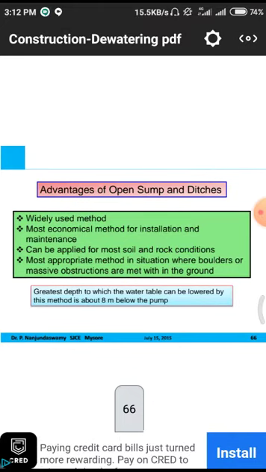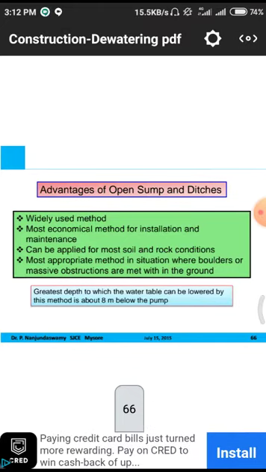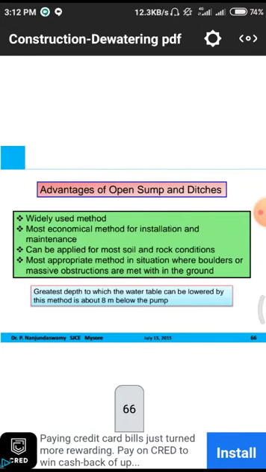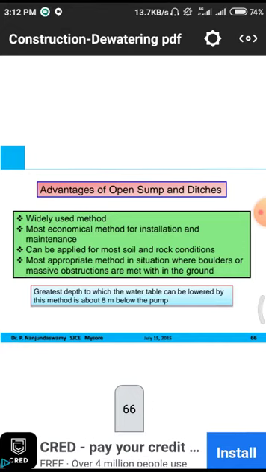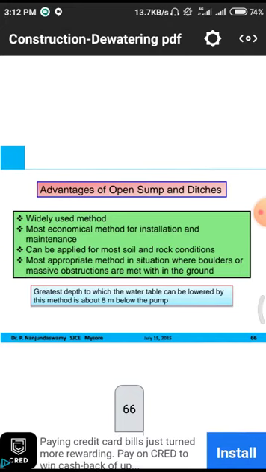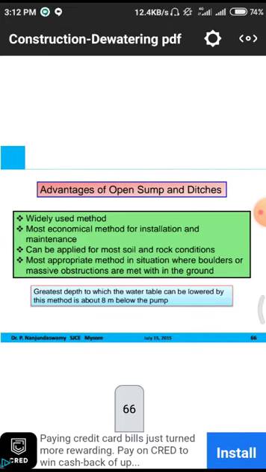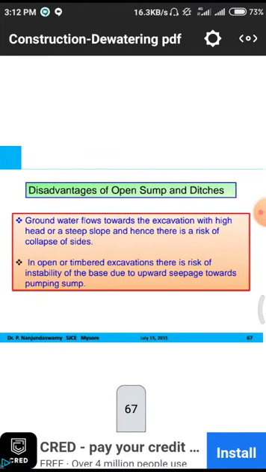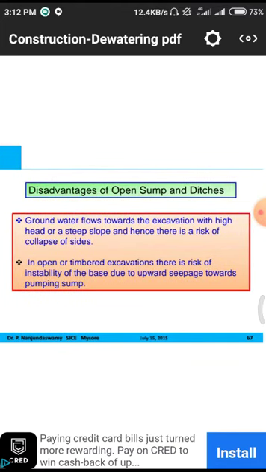The greatest depth to which the water table can be lowered by this method is about 8 meters below the pump. The pump is arranged at ground level, so from the ground level water is available up to 8 meters. So this method is useful for dewatering purposes. Whatever the height may be, up to 8 meters, this method is employable for dewatering.